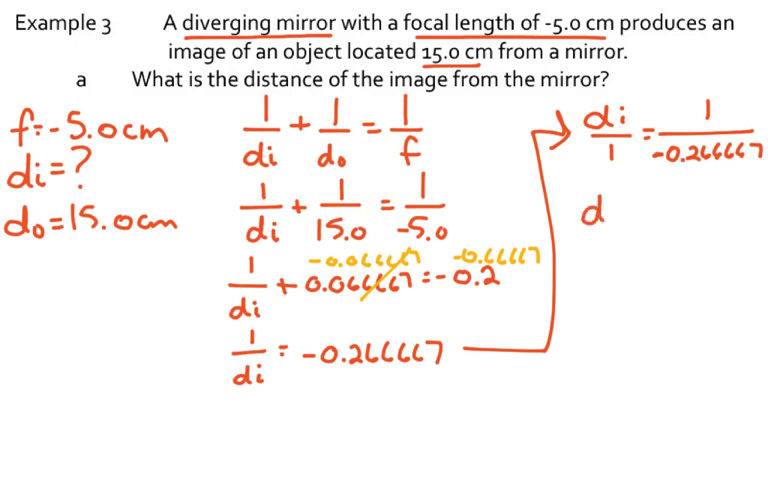DI over 1 is DI. 1 over negative 0.266667. We'll take this to sig figs because this is a final answer. We'll go to 2 sig figs, negative 3.8 centimeters. And because DI is negative, it means the image is on the opposite side of the mirror. It means this is a virtual image.